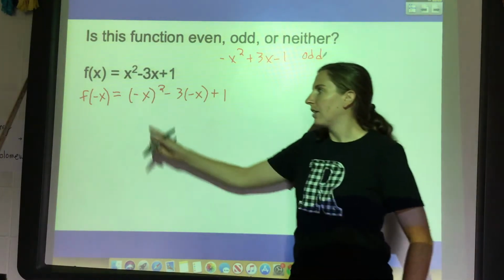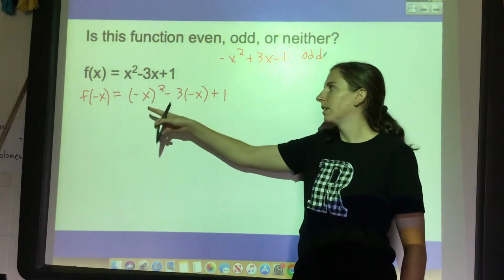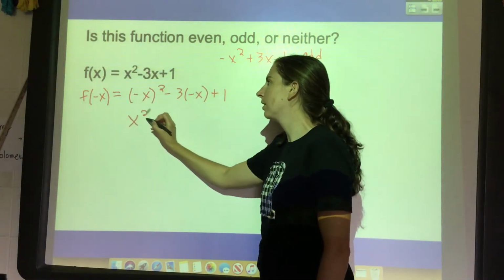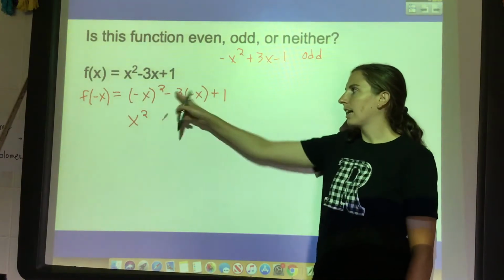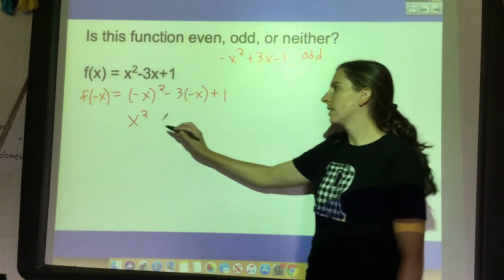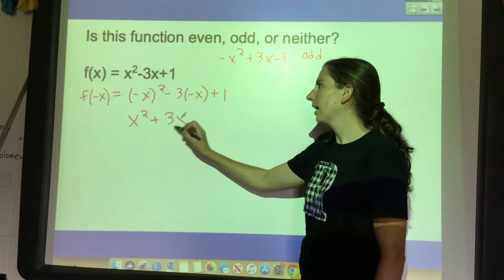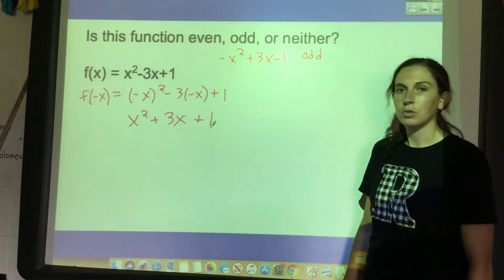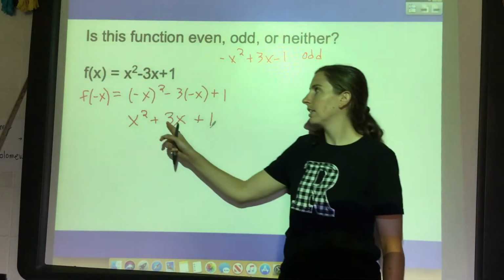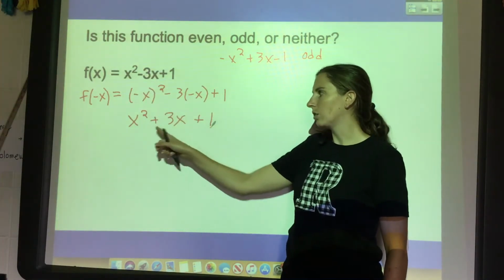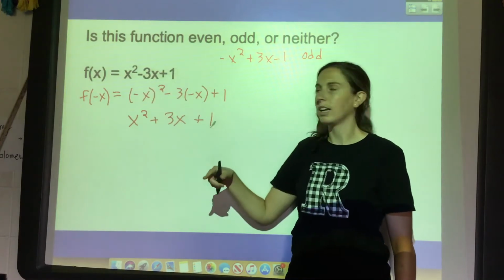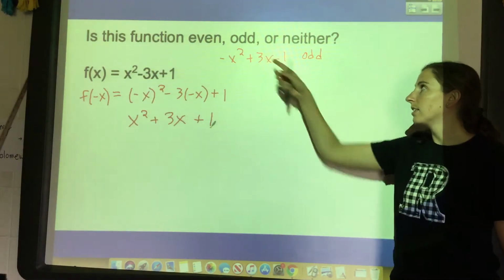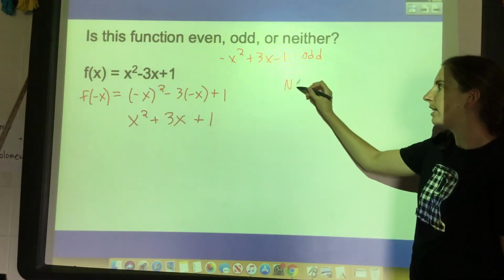Okay, if I have a negative squared, this times itself is going to come out positive x squared. And then a negative 3 times a negative x is a positive 3x. And then plus 1 is just plus 1. So note that I did not get back to this. It was really close, but this is plus 3 and that was negative 3. So this is not an even function. I also didn't get this, so it's not odd. This would be a neither.